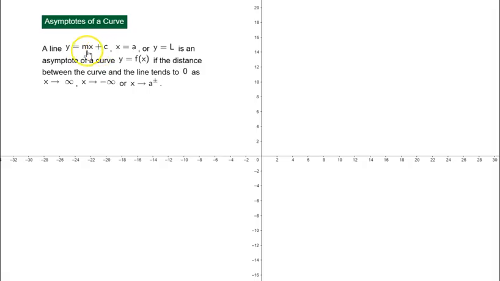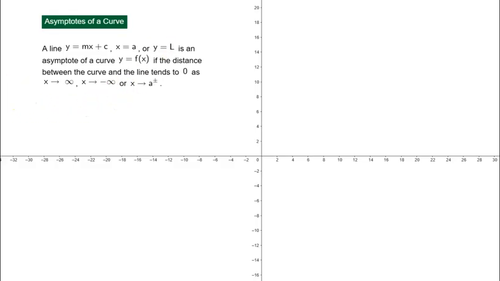Now here, this is a line y equal to mx plus c which has a slope. X equal to a means it's a vertical line. Y equal to L means it is a horizontal line. So here, this is a slanted or an oblique asymptote. This is a vertical asymptote, and this is a horizontal asymptote.